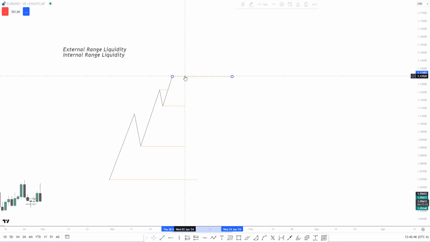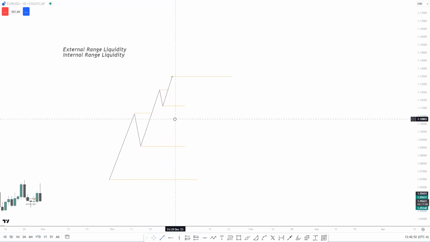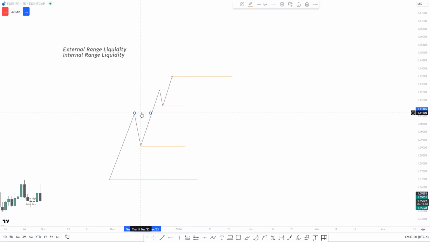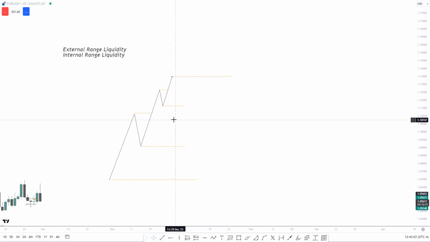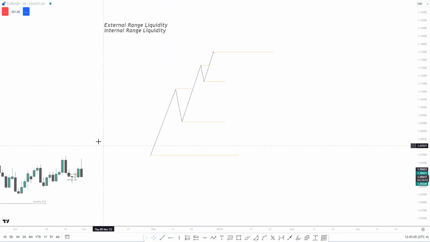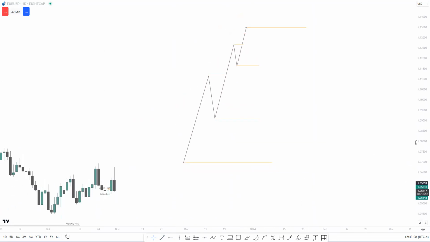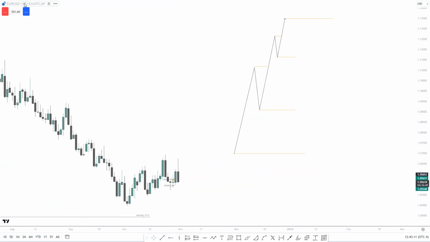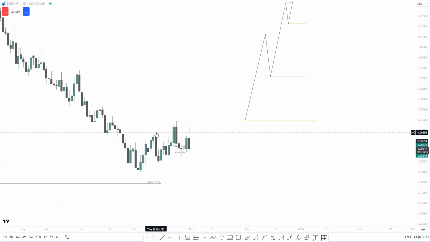Now, these lines that I drew represent external range liquidity, simply any high or low. If you are looking at an H4 high or low, that's simply external range liquidity on the H4. If you are looking at the daily chart and you see a high or a low, that's external range liquidity on the daily chart, or on any other chart. For example, this is the daily chart. This is a high, this is a high, this is a high. So these are external range liquidity. This is a low. This is also external range liquidity. This is a low. This is also external range liquidity. This is external. This is external.